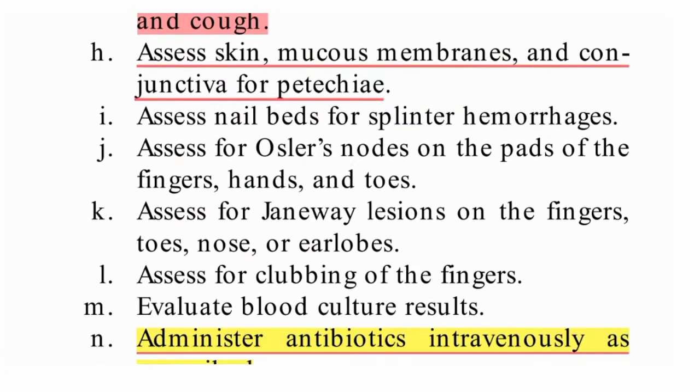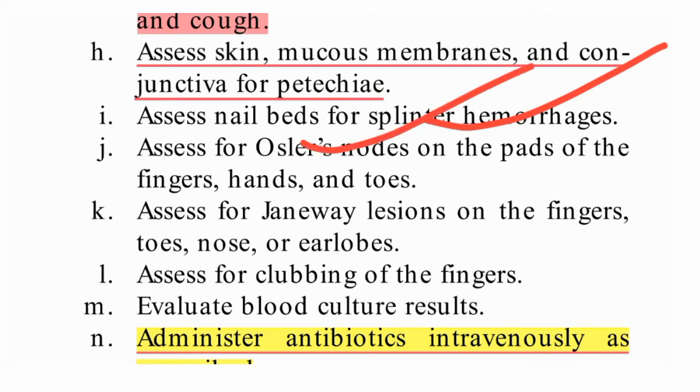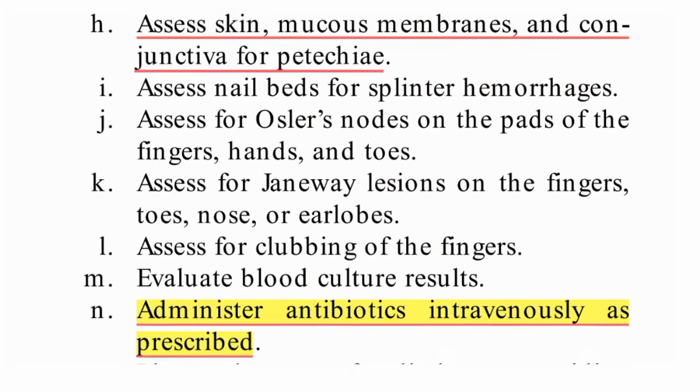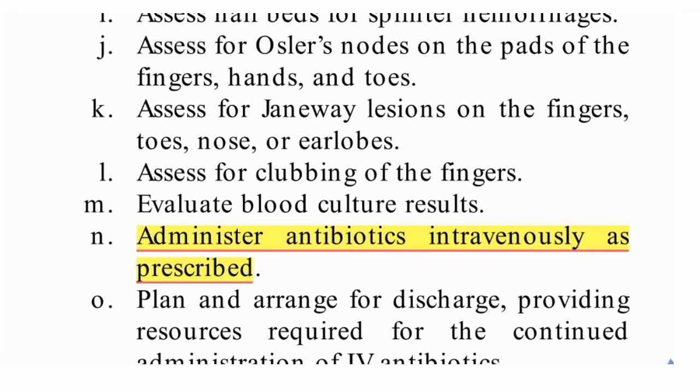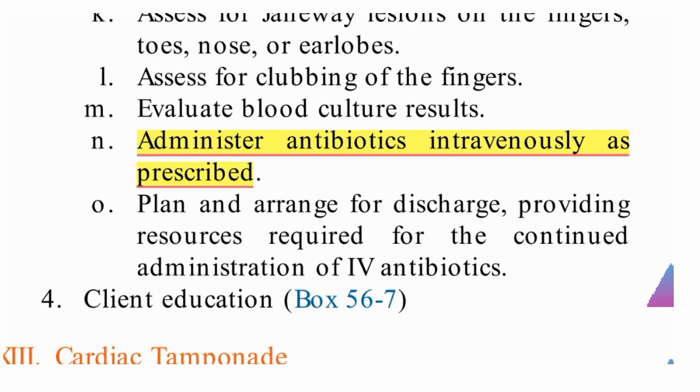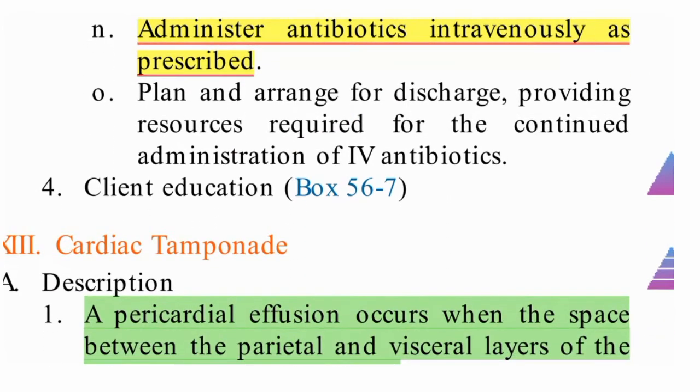Okay, assess nail warts, for any splinter hemorrhage. Assess for Osler nodes, Janeway lesions, and clubbing of fingers, and evaluate the blood culture for the causative organism. For that we need to assess and administer antibiotics intravenously as prescribed. Plan and arrange the discharge and provide resources required for the continuing administration of IV antibiotics. So this is everything we need to do.